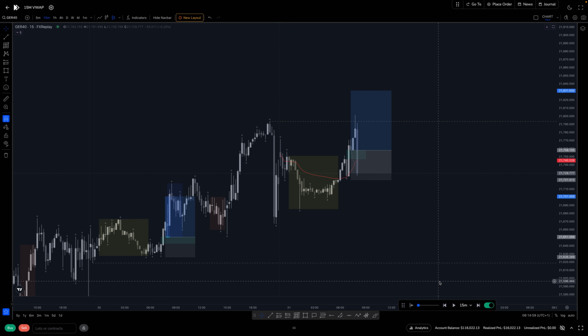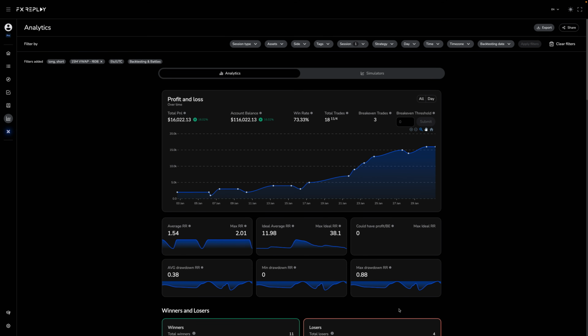So let's go back now and we will look at the stats on FX Replay. So these right here are the stats, absolutely crazy stats for a 1 to 2 risk to reward strategy. We've got a P&L of 16,000. We've got a nice equity curve here at the moment. Very nice. We've got a 73.3% win rate, which is insane for a 1 to 2 strategy. We've got 11 wins, 4 losses, and 3 break evens.